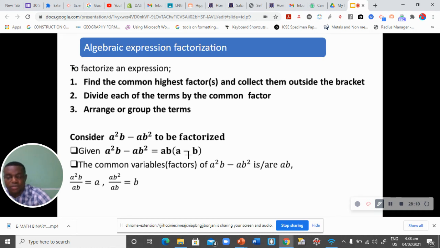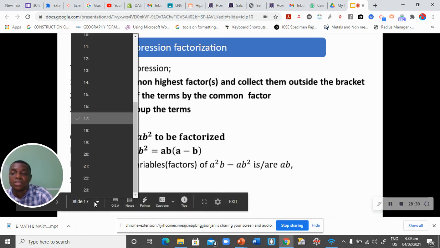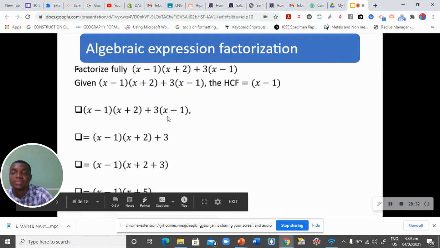So when we want to factorize, we get the common items out. Get the common items out. Then we use the factors to divide to get the other one. Let's take a lot of examples to get more understanding.